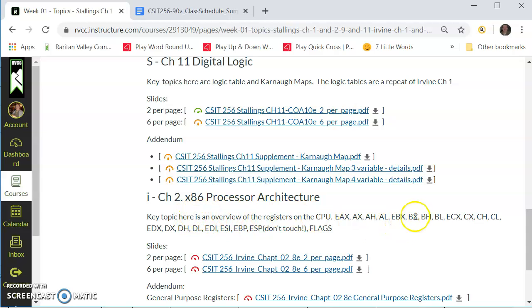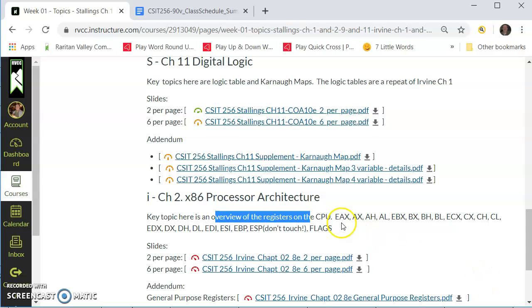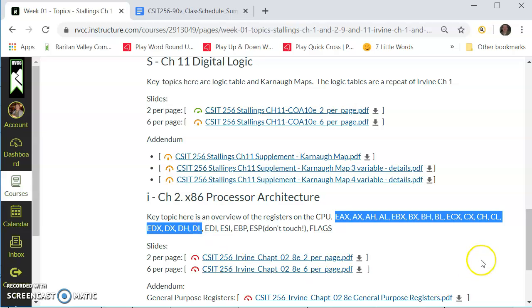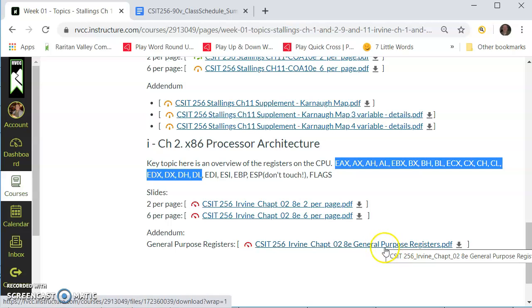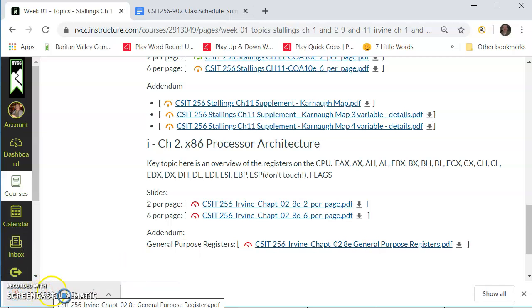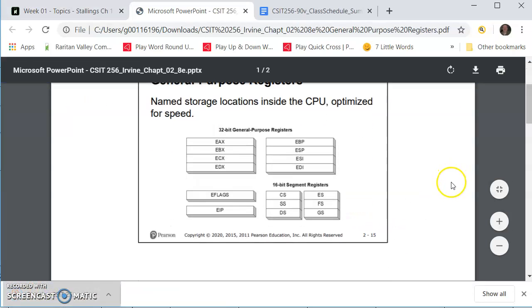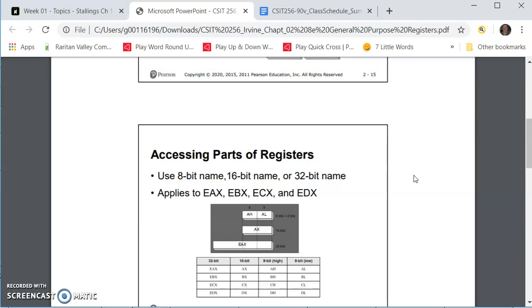Chapter 2 of Irvine introduces the registers that we're going to be using for the semester. The general purpose registers that we're using are these that are here. Actually, let me bring up this cheat sheet of the registers real quick, showing the registers and then within them how they're broken down into both the 8 and the 16 bit.